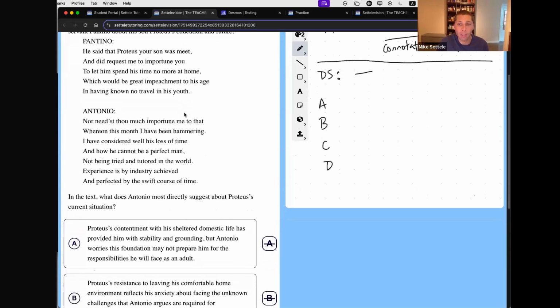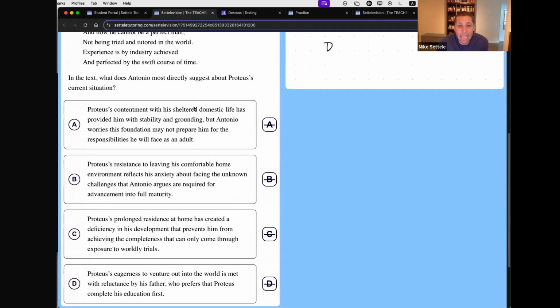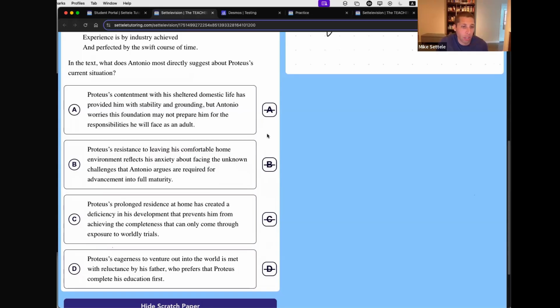So just from that, I would say let's see what we can do with these choices. I might not be able to get down to one answer, but if I just know I'm looking for something that says it's bad, that might be enough to at least do some damage to the question. So A, Proteus's contentment with his sheltered domestic life has provided him with stability and grounding. That seems pretty positive. But what does Antonio think? Antonio worries, okay, that's negative. This foundation may not prepare him for the responsibilities he will face as an adult. So I like the end part, but the front part, contentment, stability, grounding, those seem pretty good.